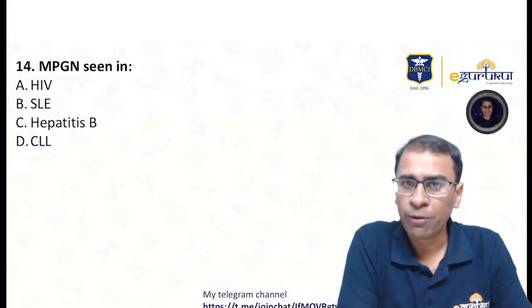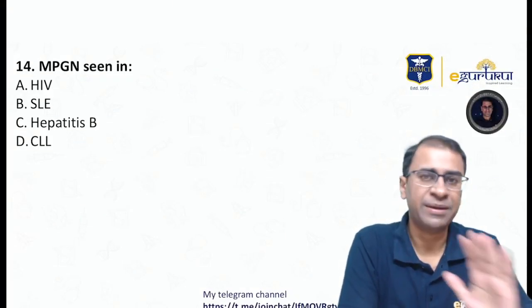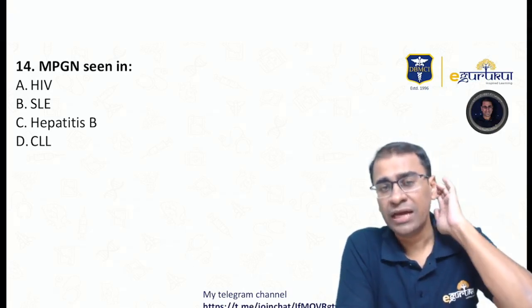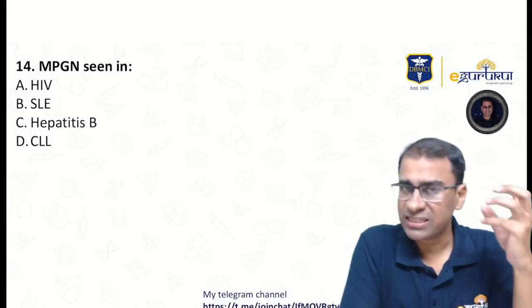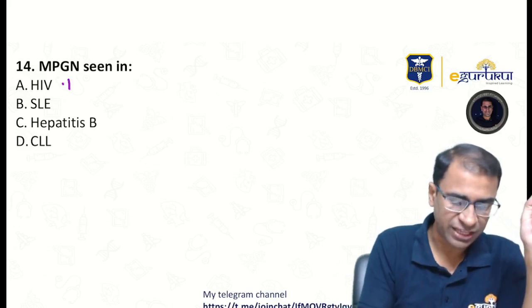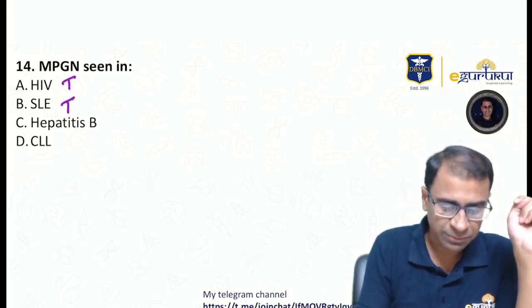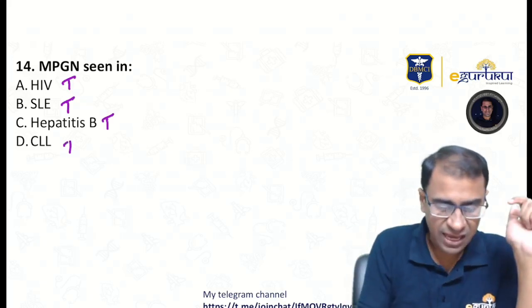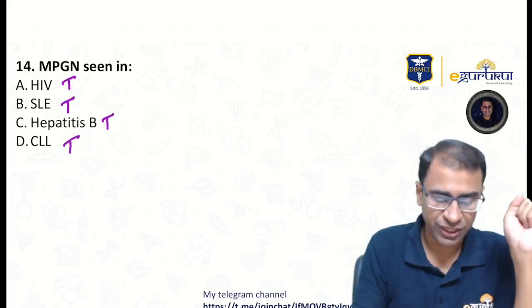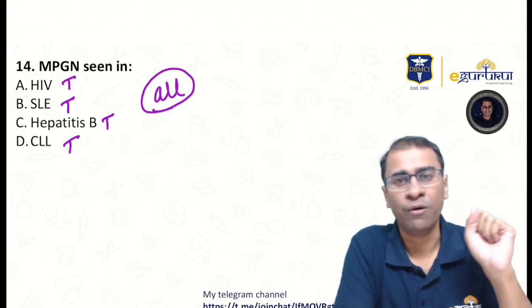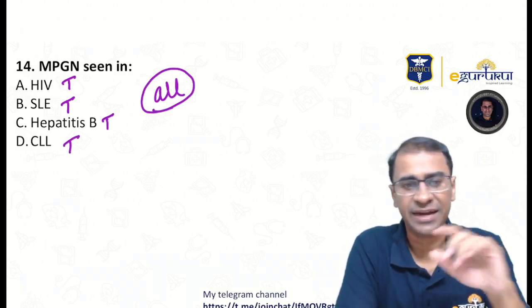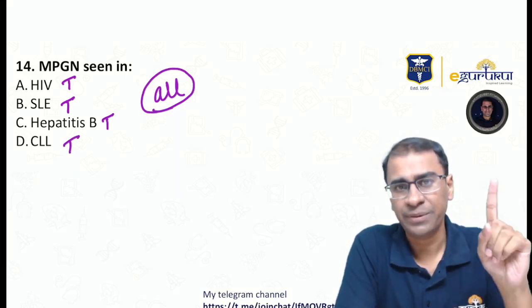MPGN. Well, membranoproliferative glomerulonephritis, I hope you remember the MPGN type 1, MPGN type 2, and remember the MPGN has some basic etiologies. If you remember, HIV, SLE, especially it shows the MPGN type 2, and the hepatitis B is also one of them. CLL can also show you MPGN. So answer is all of them. So option with A, B, C and D is the right answer for MPGN.